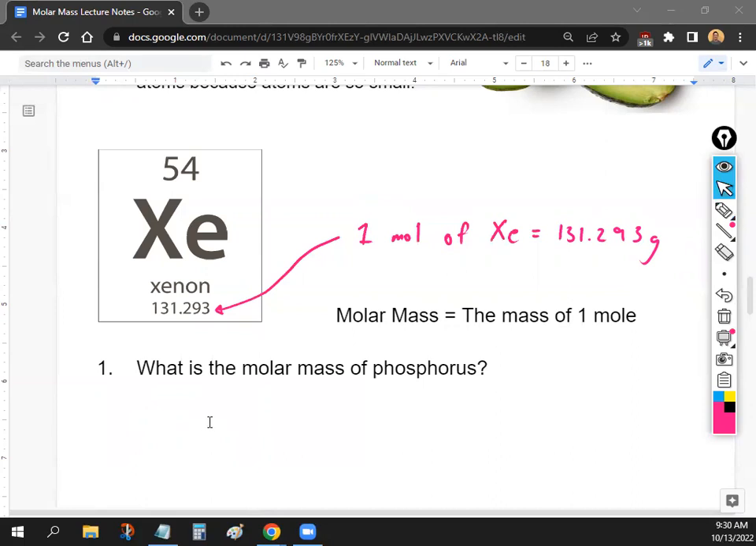Okay, so with that being said, I'll let you guys try number 1 on your own. I want you guys just to write on your paper, what is the molar mass of phosphorus? Okay, just look it up on your periodic table. Just write down your answer. Again, you don't need to copy down the questions for this class.